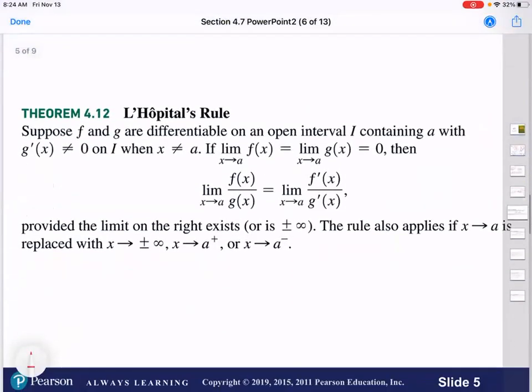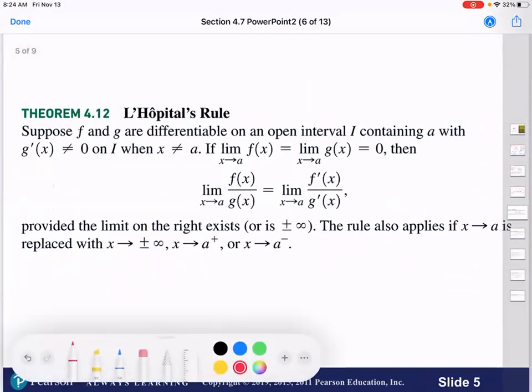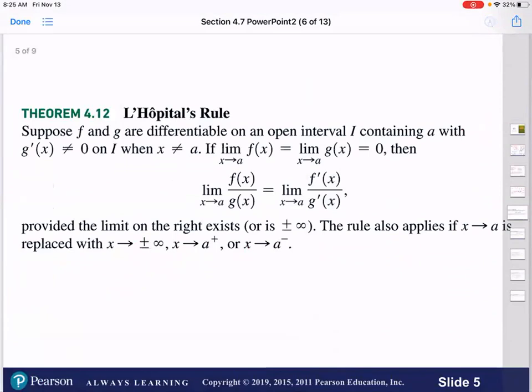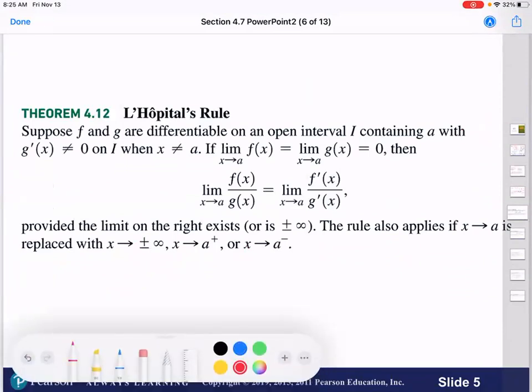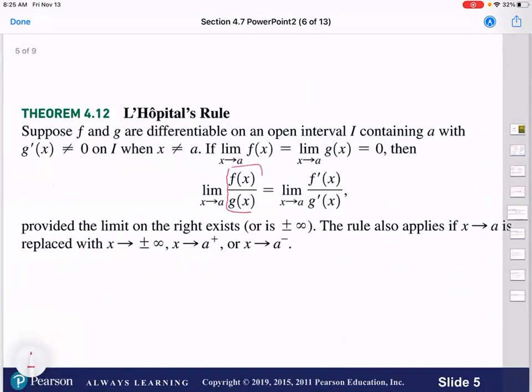Good then. So, what is L'Hopital's rule? Your function is like f(x) over g(x), a rational function. It doesn't have to be a rational function, but let's say f(x) over g(x) is rational. So you take the limit as x approaches a.